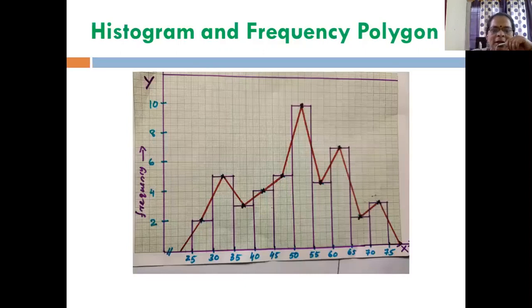So here I have taken the histogram and frequency polygon together. The class intervals are represented along the x-axis and the corresponding frequency on the y-axis. Here the maximum frequency is 10. On the y-axis I have taken the scale as 2 divisions for 2 frequency, so 2, 4, 6, 8, 10. And below we have taken the limits of the class intervals.